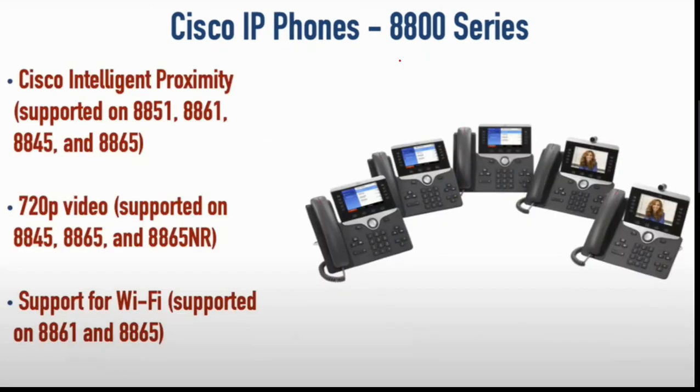Then we have the 8800 series of IP phones, which come with Cisco Intelligent Proximity. It is supported on 8851, 8861, 8845, and 8865. Then 720p video is supported on 8845, 65, and 65 NR. Wi-Fi is also supported. These are the two series of the 8800 which support Wi-Fi.